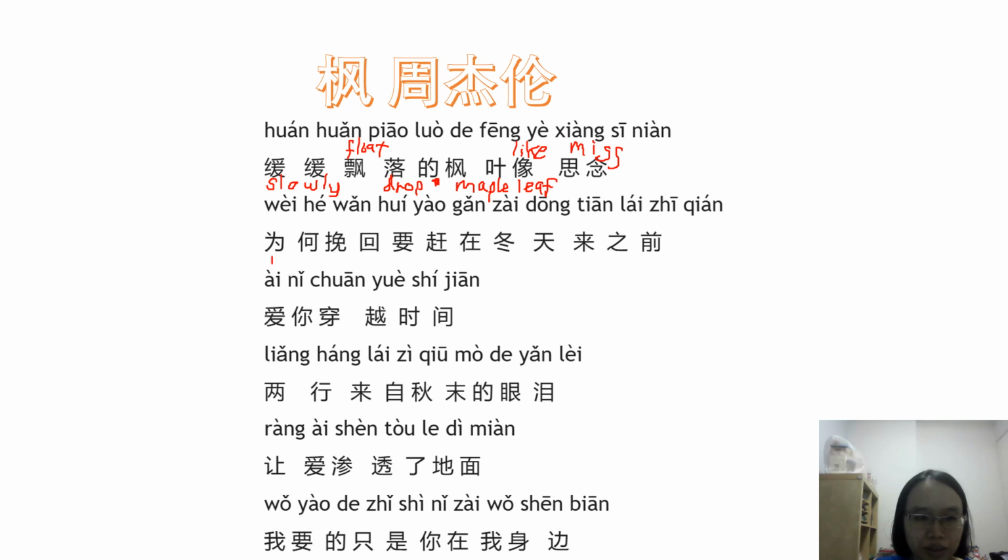为何 is why. Usually when we speak in an informal way, we will say 为什么. So 为何 is a more formal way of saying it. 挽回 is trying to get the person back after the person is trying to leave. 要 is want. 赶 is rush. 冬天 is winter.